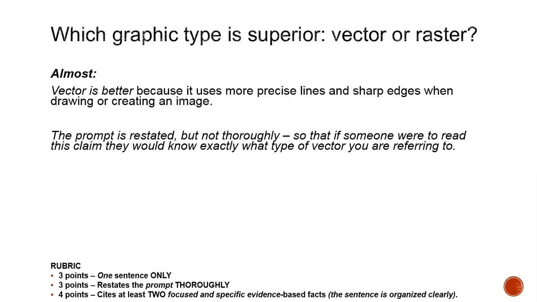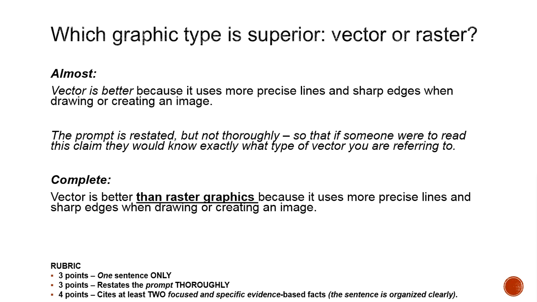The prompt is restated, but it's not thorough, so that if someone were to read this claim, they would know exactly what type of vector you're referring to, because we've got vectors in physics, we've got vectors in math, and now we've got these vectors in graphic arts. So there's probably other vectors that I'm not even aware of. So we want to make sure that our viewer knows exactly what we're talking about. So restate the whole thing. Vector is better than raster graphics because it uses more precise lines and sharp edges when drawing or creating an image.